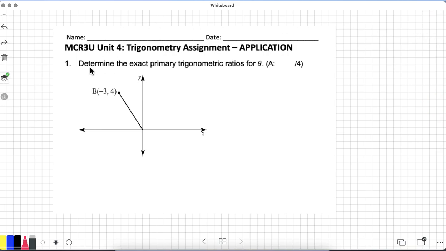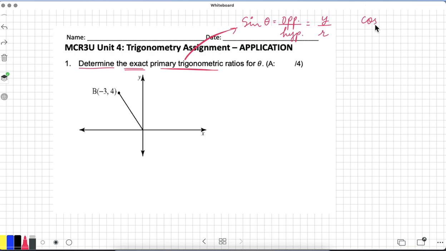So let's check this out here. The question is asking, determine the exact primary trig ratio. So what are the primary trig ratios? Sine. The formula for sine theta is opposite over hypotenuse. But if the point is given, we just say y over r.